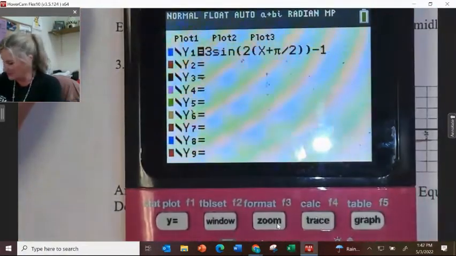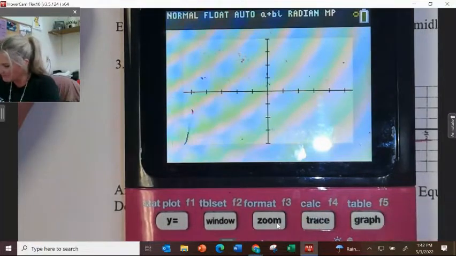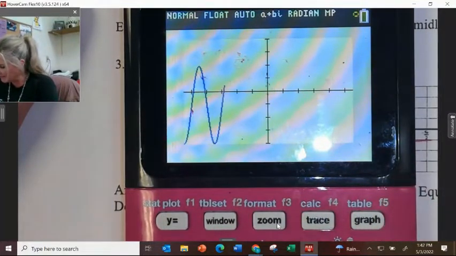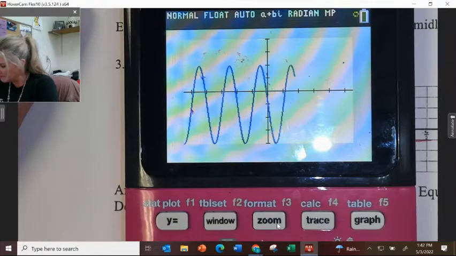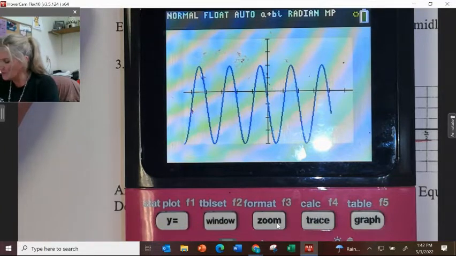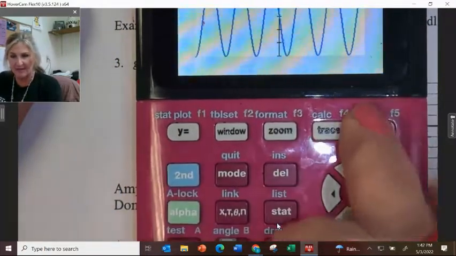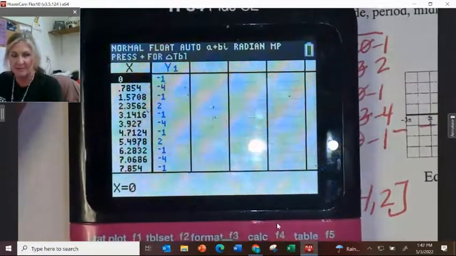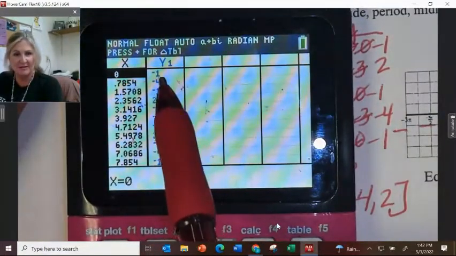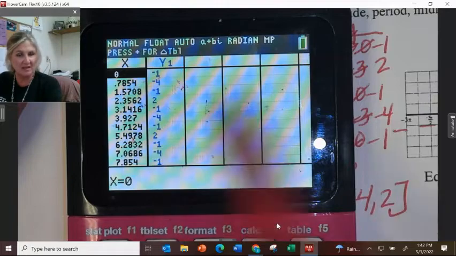Okay, so I'm going to do a zoom 7. I'm going to take a look at it. Looks pretty good. But I also need to look at those 5 key points. Now, when I go to this table at the beginning, this table is probably not going to be set up right. See how I'm not seeing the points that I expect to see?